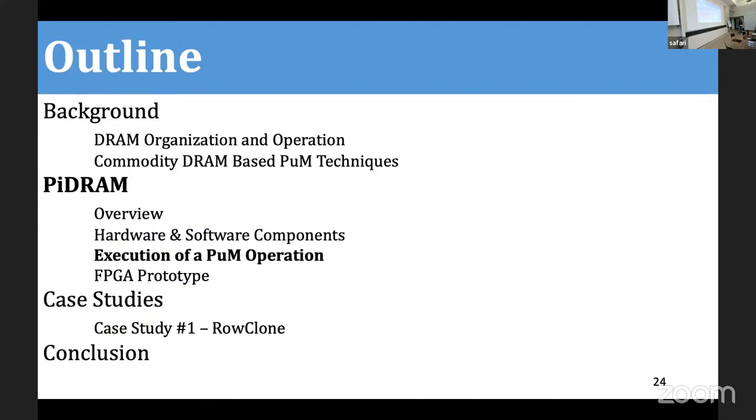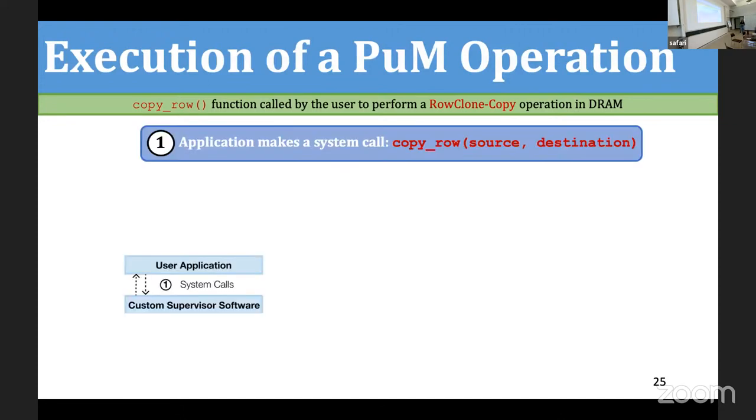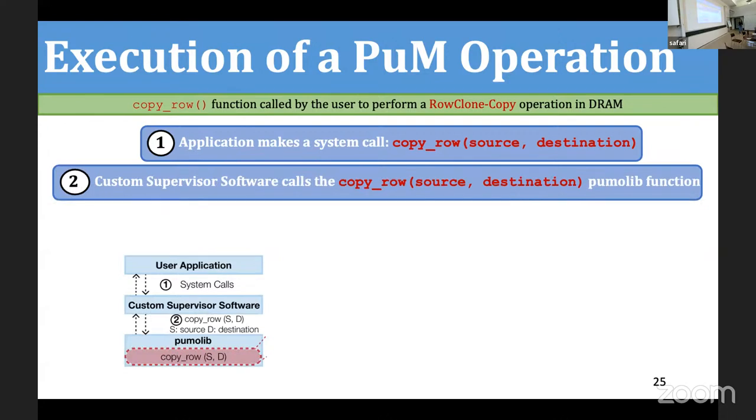So now let's see an execution of the PuM operation. And as I said before, we're going to perform a row copy. First, the user makes a system call to the copy row function. Afterwards, the custom supervisor software is going to find the physical addresses of these two operands and then call the copy function with this semantics. So basically, it's copy row S D. S is the address of the source, and D is the address of the destination.